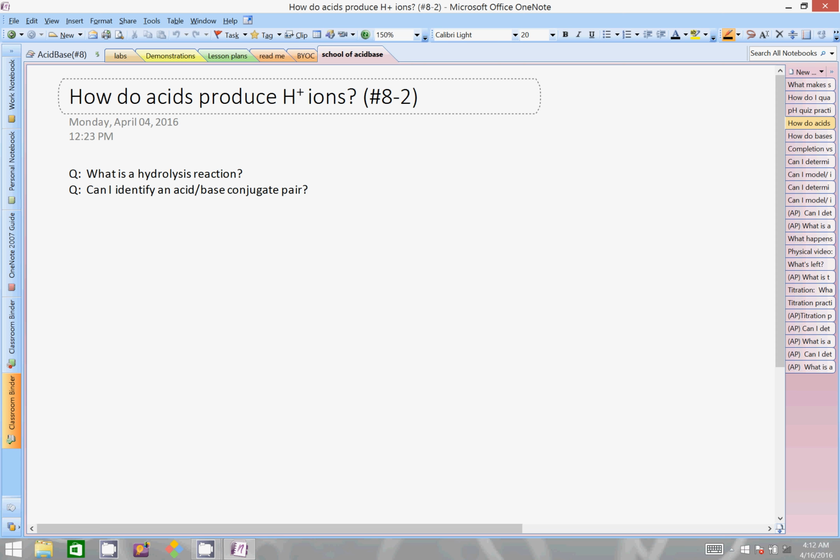Okay, how do we know that H3O+ ions are going to be what makes something acidic? We do know the concentration of this versus the concentration of the hydroxide ions is what makes something either acidic or basic or neutral.